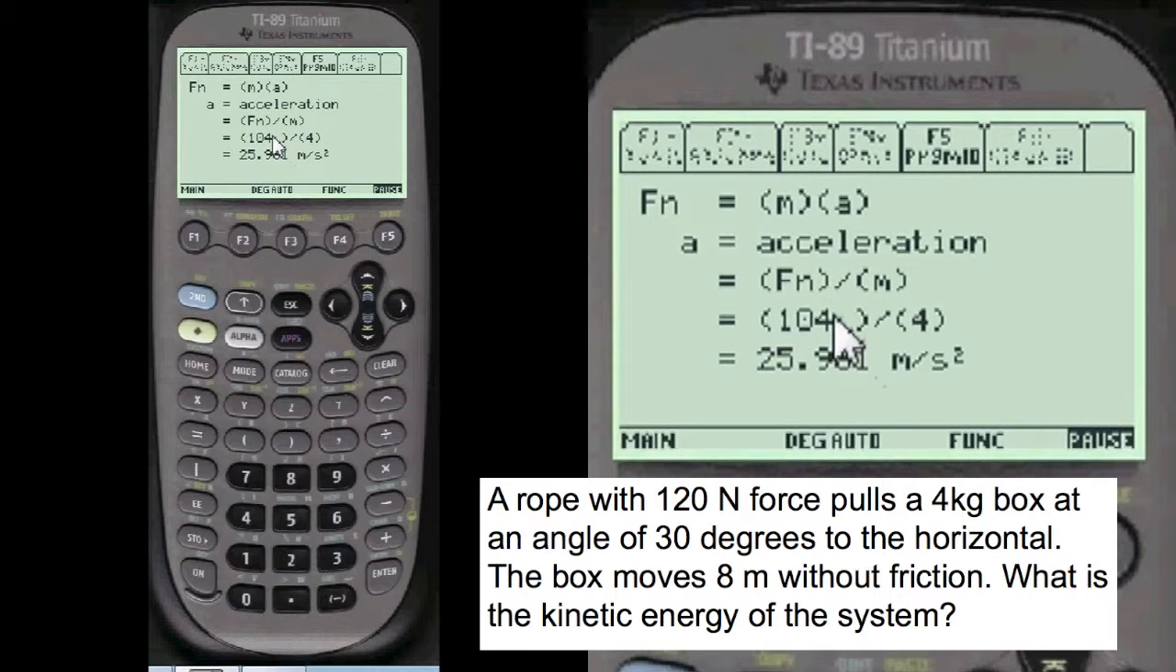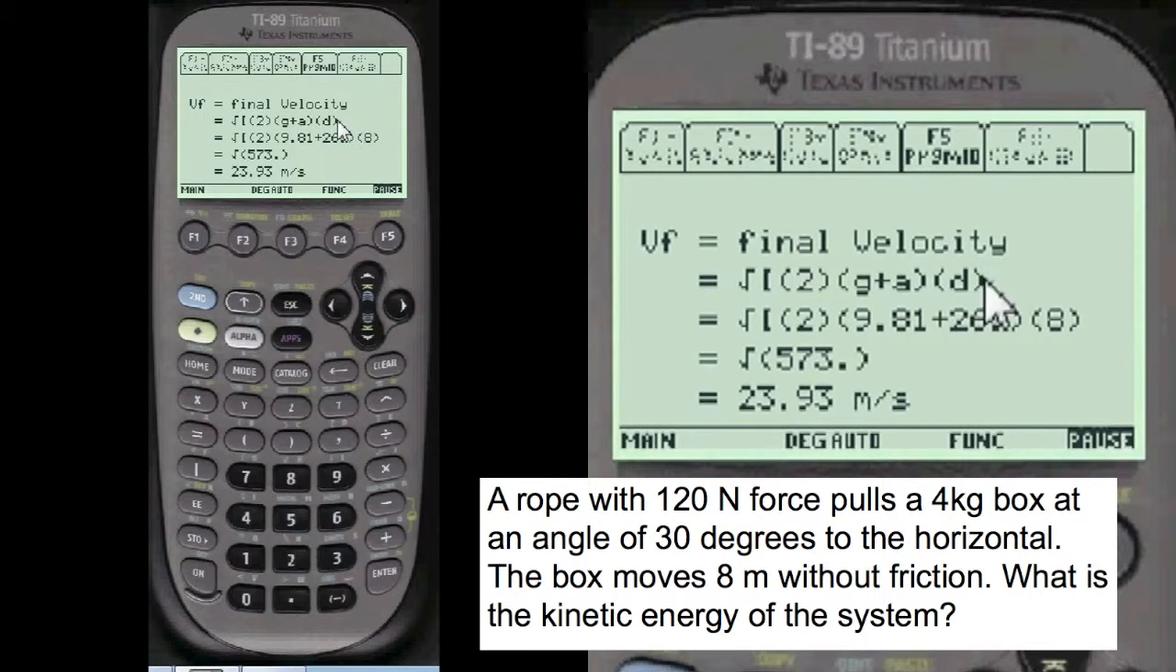And in Newton's law, of course, net force equals mass times acceleration. So this is the main formula, and then we use algebra to get the a on the left side, acceleration. So that's the net force divided by the mass. It's 25.981 meters per second squared.